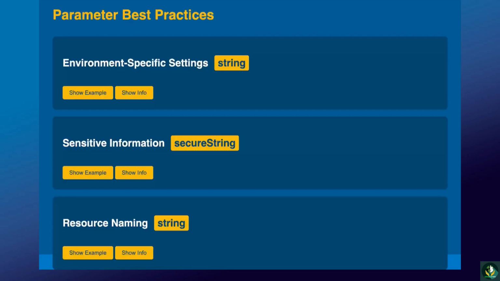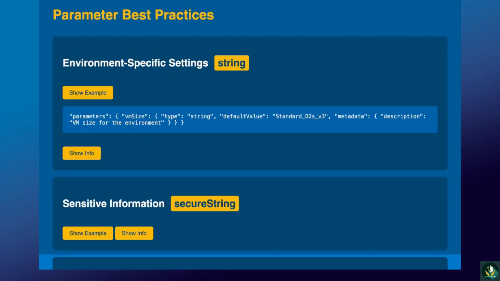So let me switch to the next slide with parameter best practices, and again, environment-specific settings. Use parameters for settings that vary across environments, such as SKU size or capacity. Let's take a look at this example. For example, a development environment might require fewer resources than a production environment. And by parameterizing these values, you can reuse the same template across different environments without hard coding specific details.